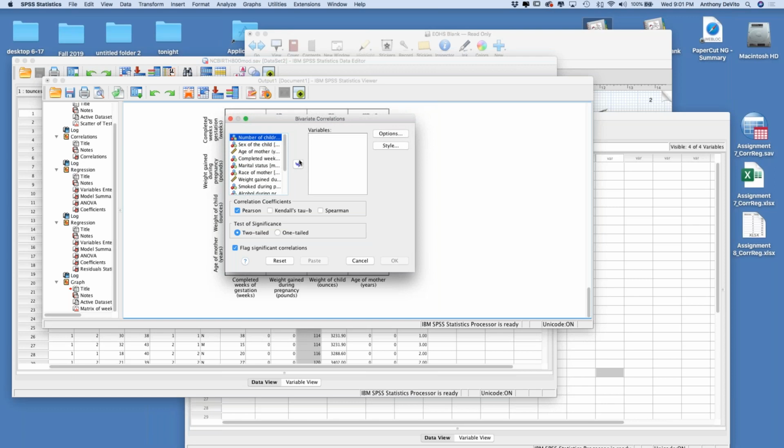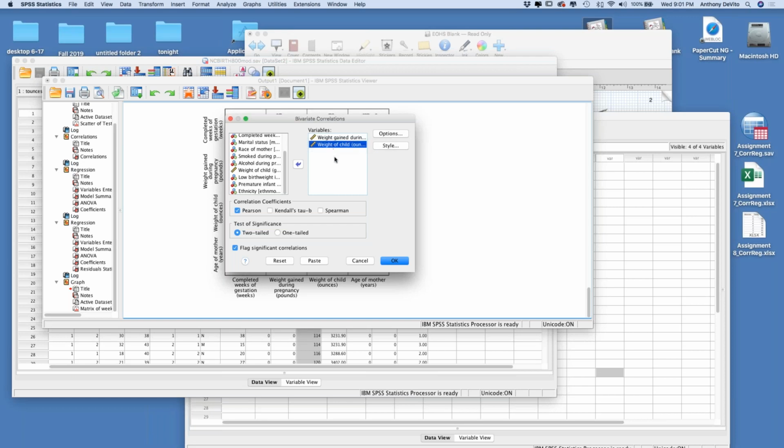So I'm going to go up here and analyze, and go to correlation, bivariate. First thing I'm going to do is look for an association, or correlation in statistical terms, between the weight gain during pregnancy and the birth weight of the infant in ounces. So what's my null hypothesis going to be here? In words, there's no correlation between weight gain during pregnancy and the birth weight of the child. And my alternative would be there is a correlation or association between the weight gain during pregnancy and the birth weight of the child.